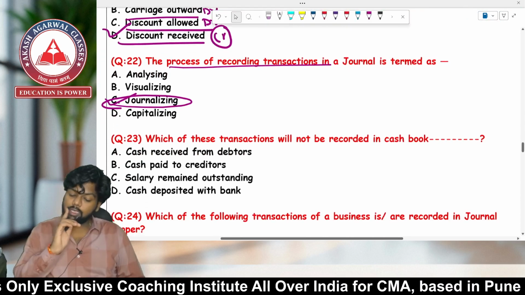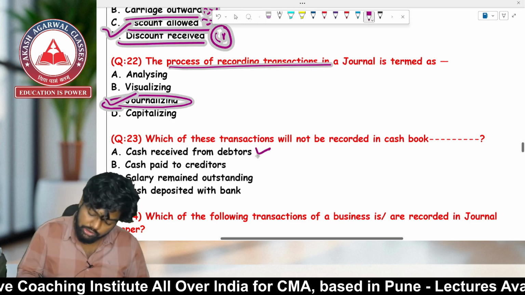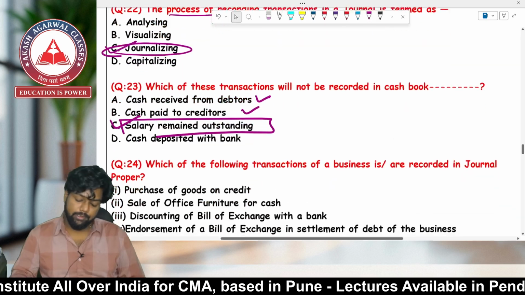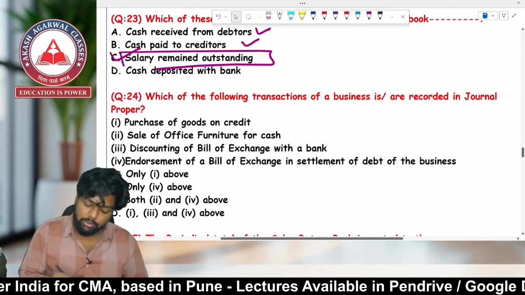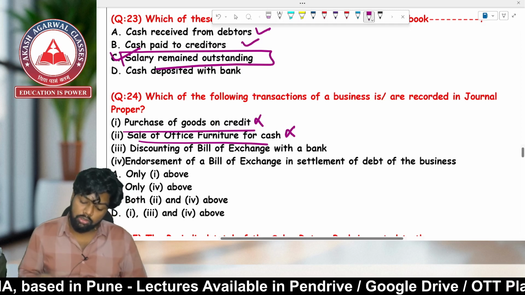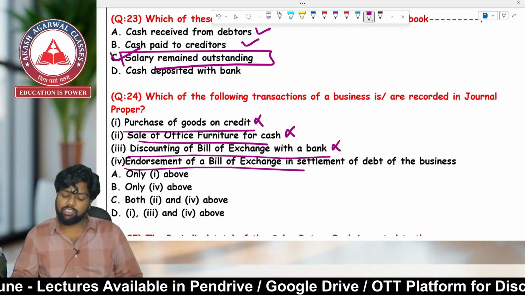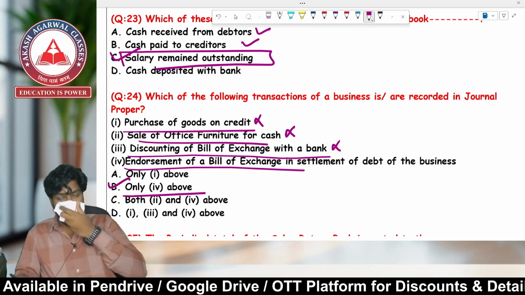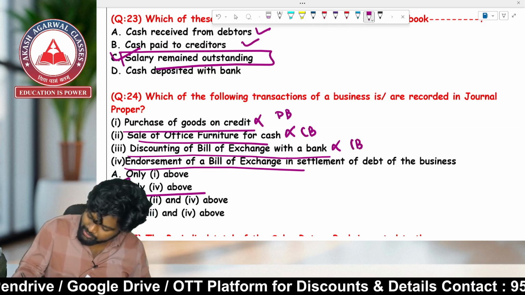Which of the following transactions will not be recorded in the cash book? Cash received, cash paid, salary outstanding. Option C. Which of the following transactions of a business are recorded in the journal proper? Purchase goods on credit? No. Sale of office furniture for cash? No. Discounting a bill of exchange with the bank? No. Endorsement of a bill of exchange in settlement of a debt? Yes. Only the fourth, because the others will be in the purchase book or the cash book.